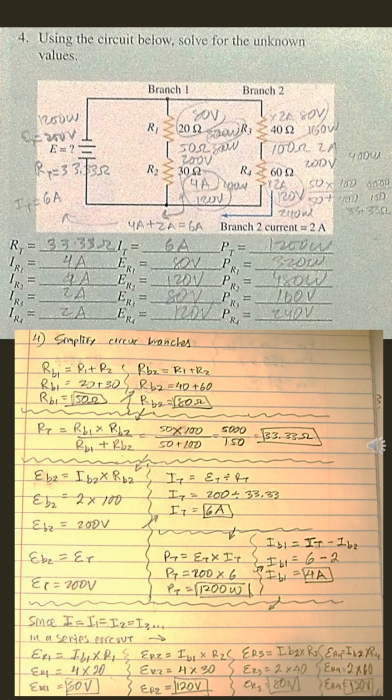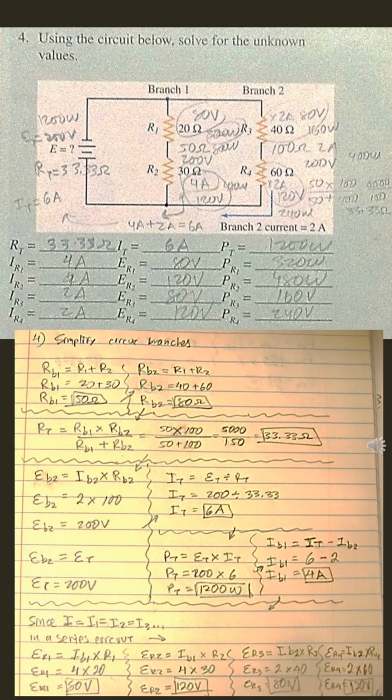And we know that in a parallel circuit, the voltage at each branch is the same as your source voltage. So your source voltage must be 200 volts. And with that, we can find our current total, which is the voltage total divided by your resistance total, which we know both of those. We know our voltage total is 200 divided by our resistance total, which is 33.33. That gives us 6 amps.